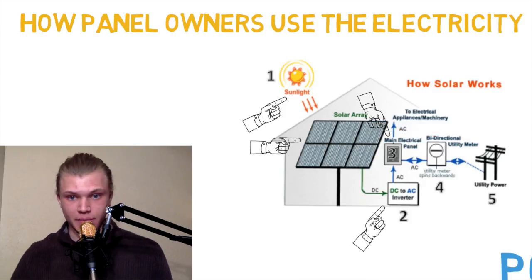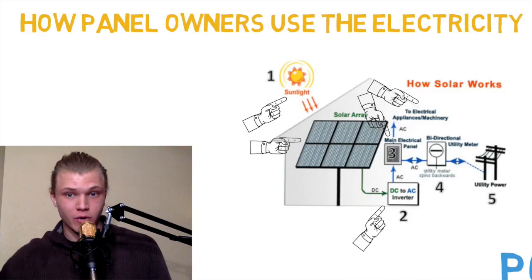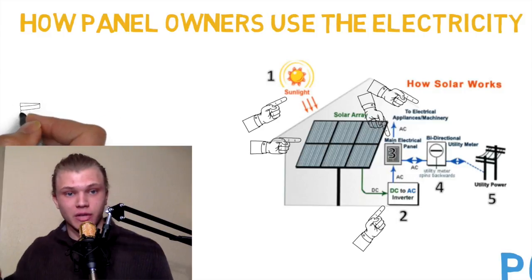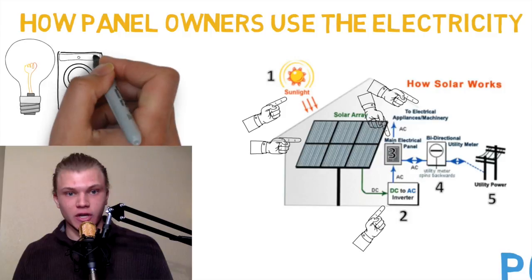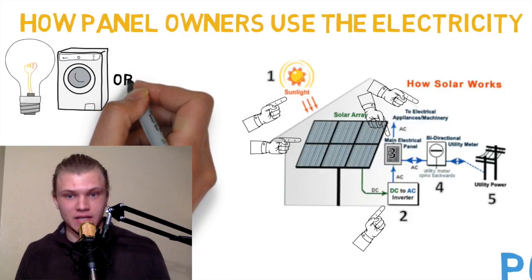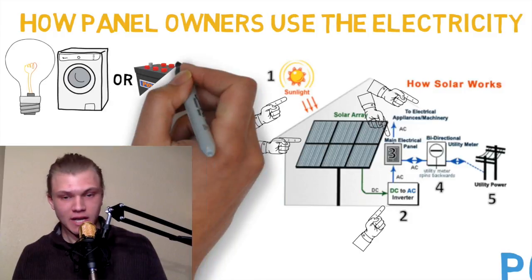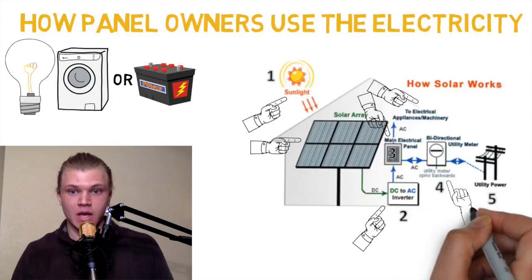From there, it can go to your main electrical panel, where it either gets, number one, diverted to your house, where you can power things like your lights, your appliances, cooking in your kitchen, doing laundry. Or it can get diverted, for people who maybe aren't connected to a grid, into a battery, and the battery can power your home at night when your solar panels aren't producing.